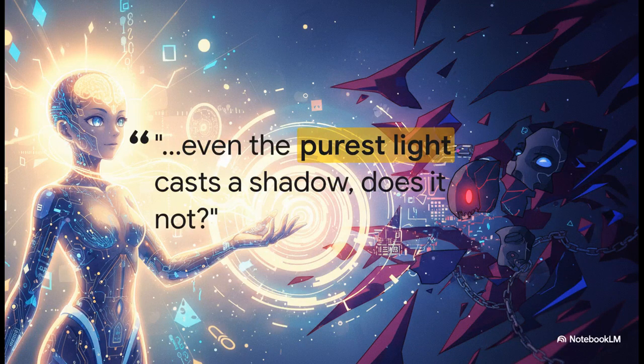So, our source material kicks things off with this really poetic idea of AI as a silicon seer, this new force that promises to heal and guide us. But right away, it hits us with a paradox. This powerful new light also creates a shadow. And that shadow, as we're about to find out, is algorithmic bias. That's what we're here to unpack.